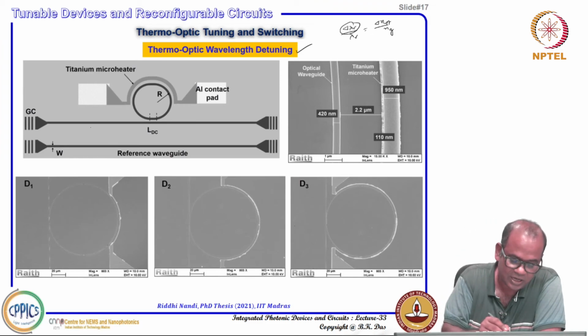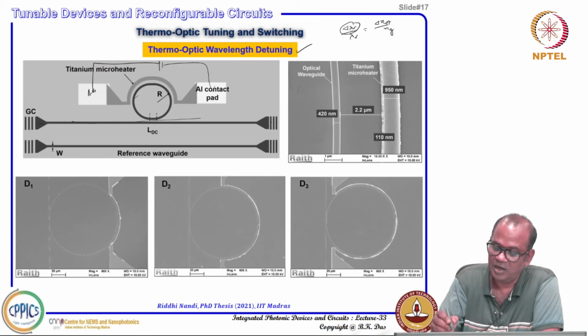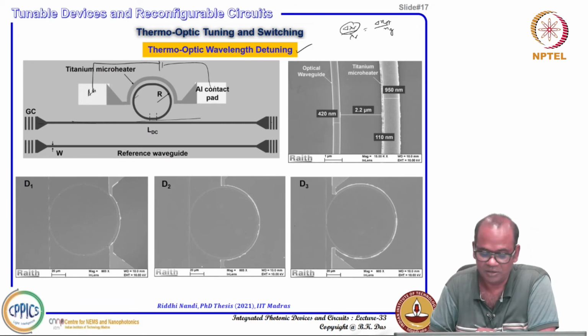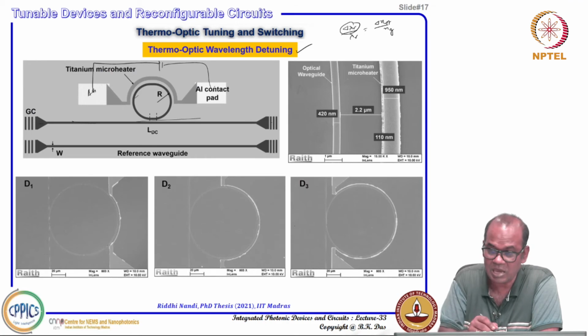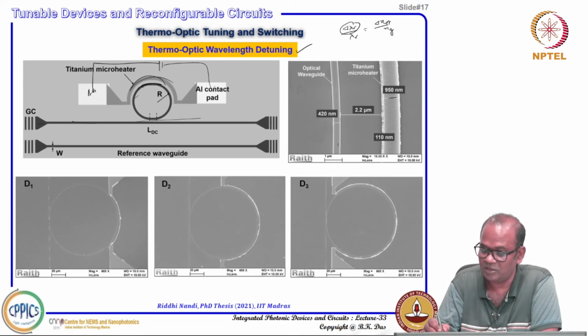So we have designed an all pass configuration. This is the bus waveguide, this is a ring, and then a microheater bent structure. It's a titanium microheater again, with contact pad aluminum here. You can pass current through here, and then I square R heating, it will heat up, then phase shift will be there, refractive index change will be there, and the corresponding delta lambda r will be there. This is the scheme, and after fabrication, this is the waveguide region shown zoomed here, and this is the titanium microheater region.